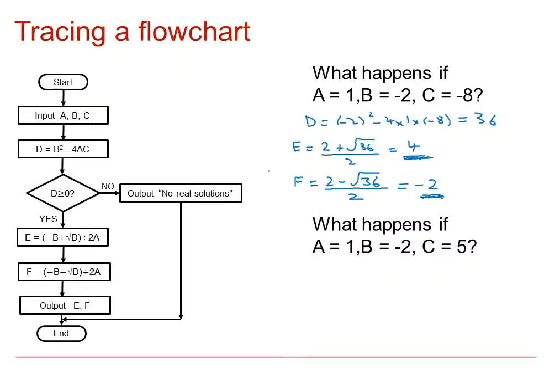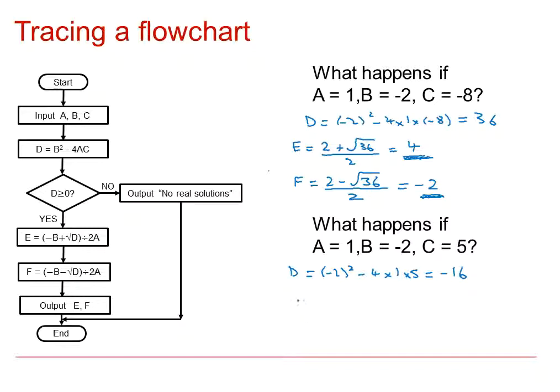In the next example, what happens if we input A is 1, B is minus 2 and C is 5? So we've inputted the numbers, so the next instruction is to calculate D. So that's minus 2 squared minus 4 times 1 times 5. So D is minus 16. Then we have the question, is D greater than or equal to 0? And the answer is no.